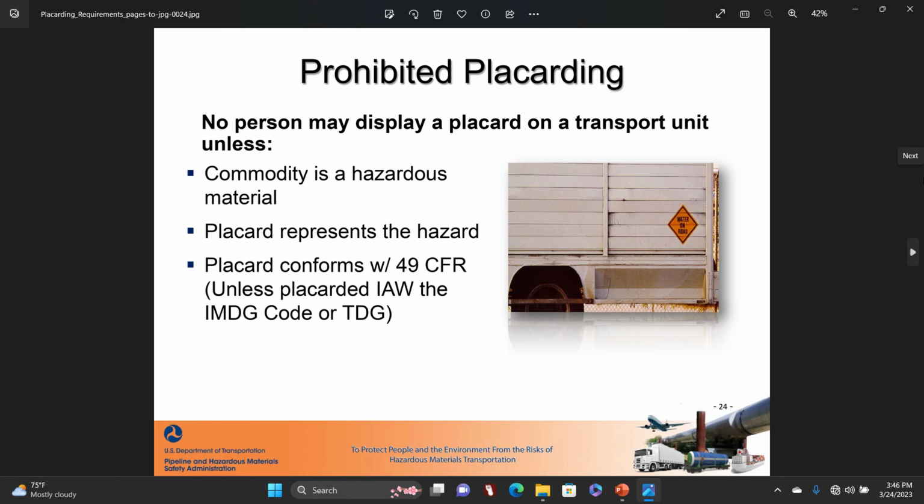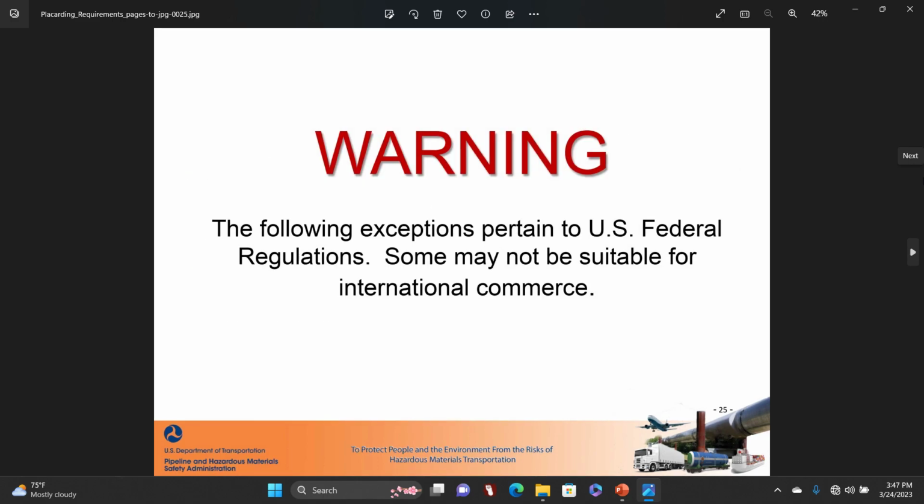Prohibited placarding. No person may display a placard on a transport unit unless the commodity is a hazardous material. This is again saying if you put a placard up, you better have that item on your vehicle. You can't just fly a placard and not have anything in there that's pertaining to that placard. Placards represent the hazard that's on board your vehicle.